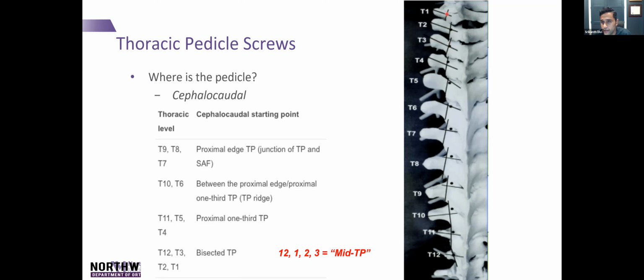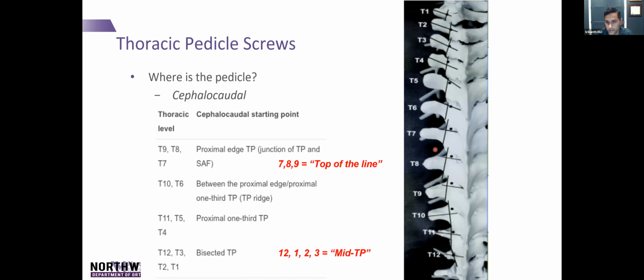Same thing here. So then if you can imagine from T1 to T8, 8, 9-ish, you're going to be marching up like this. The starting point kind of goes up this way and then comes back down the further you go down. Another mnemonic is 7, 8, 9 equals top of the line, and that means that you're at the top of the TP and the facet.